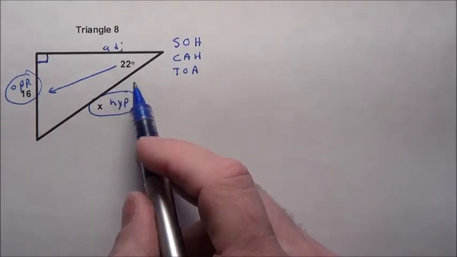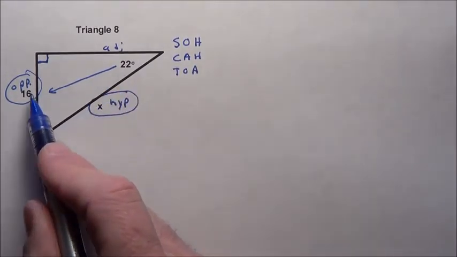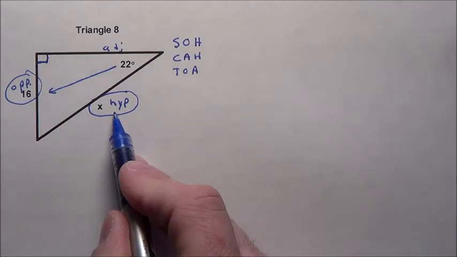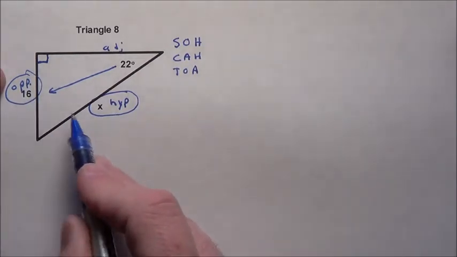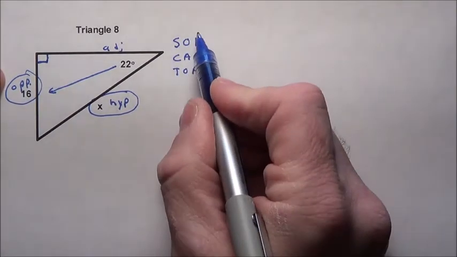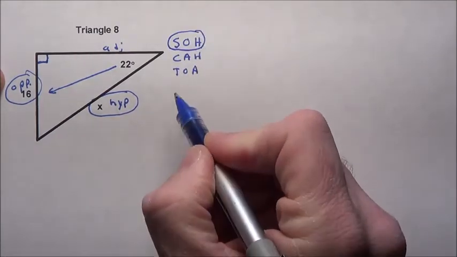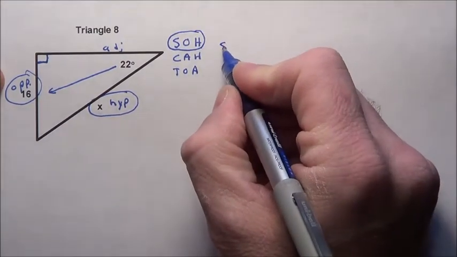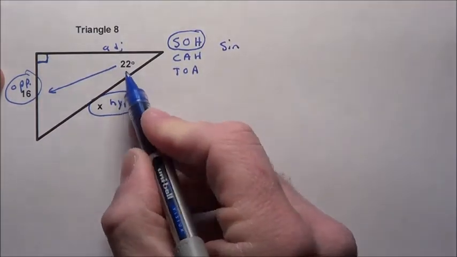Just plain stupid. So, opposite, hypotenuse. Those are the ones we're trying to use, O and H. Which of these deals with O and H? That's right here. That's the sine function. So we're going to have the sine of the angle. The angle is 22 degrees.